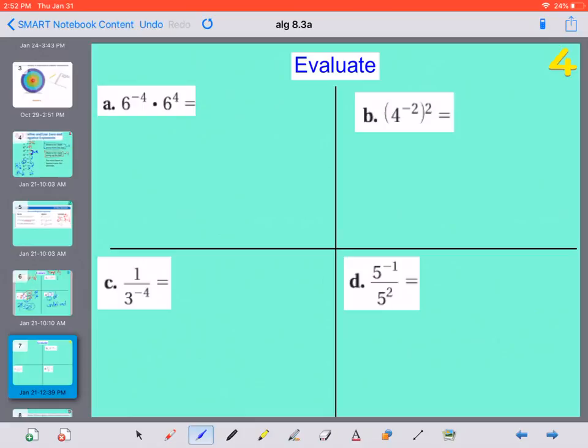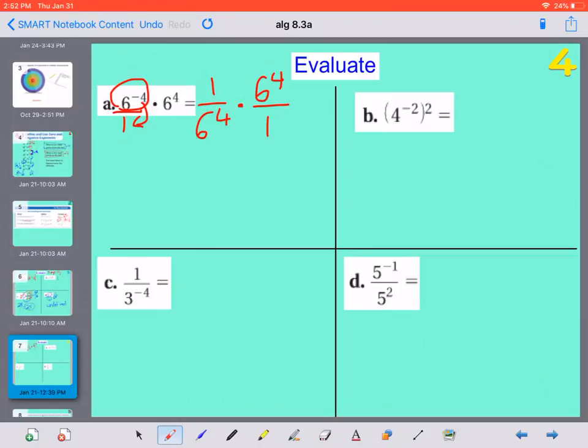Alright, here we have 6 to the negative 4 power times 6 to the 4th power. So what I see is that we have a negative. So I'm going to take this and put a 1 underneath that. I'm going to move this and make it positive. So then what I'll have is 1 over 6 to the 4th power times 6 to the 4th power over 1.